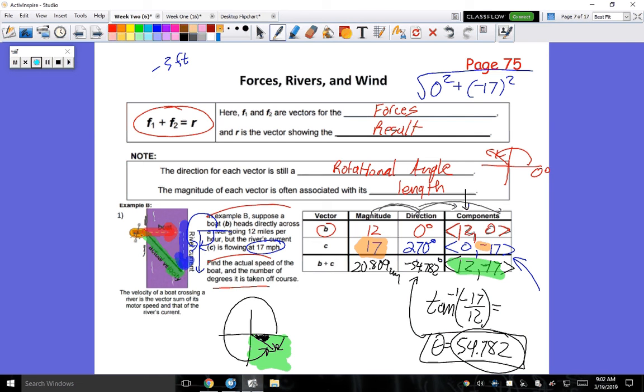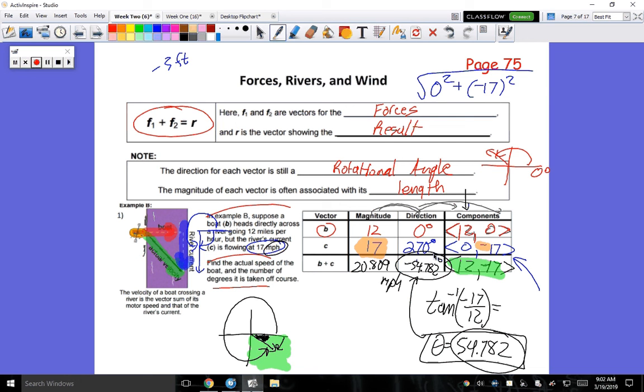The speed here was miles per hour. And the reason why I've been wanting you to put units is because here, finally, you're going to say this boat is traveling at 20.809 miles per hour. It's traveling in the direction of either that 305 degrees or this negative 54.782 degrees, and the components are 12, negative 17.